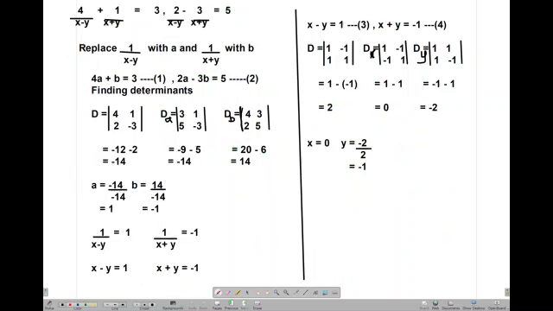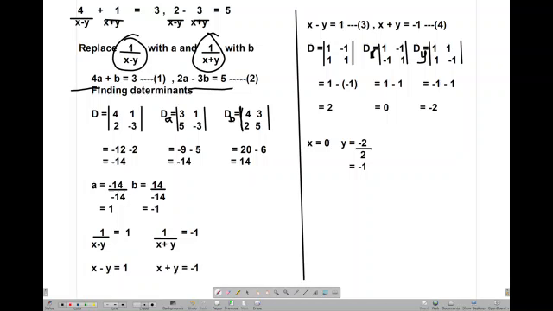So this is 4 upon x minus y plus 1 upon x plus y equal to 3 and 2 upon x minus y minus 3 upon x plus y equal to 5. In a similar way, we'll replace 1 upon x minus y with a and 1 upon x plus y with b to simplify the equations. So these are the equations after replacing. So the first step is to find the determinants. So the value of the determinant is found by placing the values.